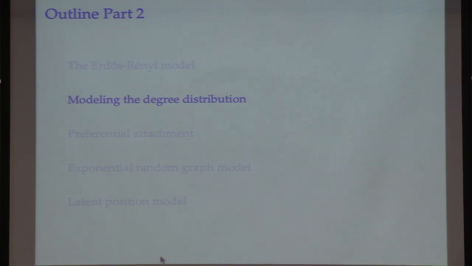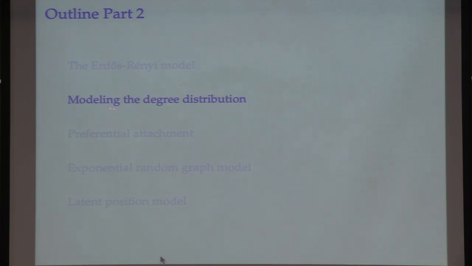And the first thing that people have looked at is focusing on the degree distribution. I told you in the last class that the degree distribution was quite important. It's only a partial descriptor of the graph, but it already captures some of the information. But remember that I showed you two graphs that had the same degree distribution and they didn't look alike at all. But that captures something.